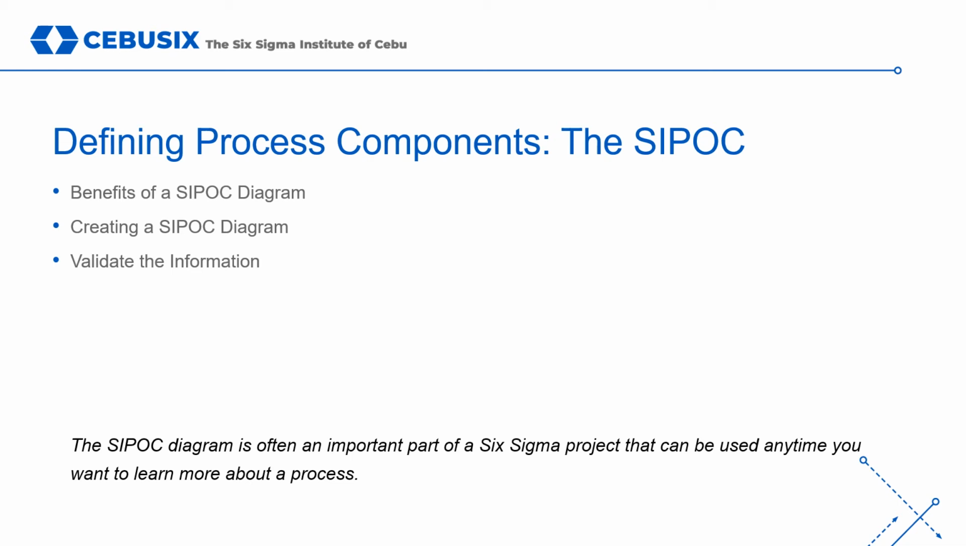SIPOC stands for suppliers, inputs, processes, outputs, and customers. For the purpose of a SIPOC, inputs and outputs follow the same guidelines described previously. Suppliers are the people, processes, and organizations that supply inputs to your process. Customers are the people, processes, and organizations that make use of the outputs of your process. The process itself is a series of steps that take the inputs and create the value-added outputs.